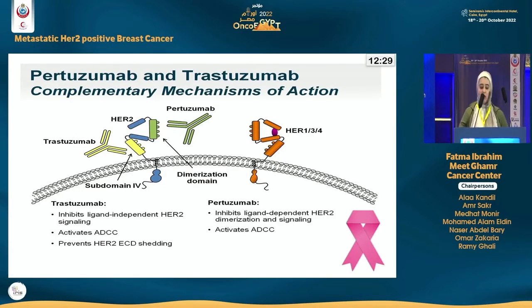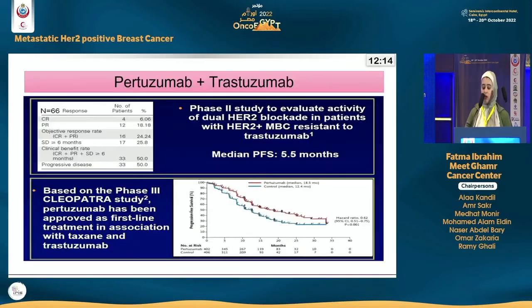We can see that trastuzumab inhibits ligand-independent HER2 signaling, activates antibody-dependent cell-mediated cytotoxicity and prevents HER2 extracellular domain shedding. Pertuzumab inhibits ligand-dependent HER2 dimerization and signaling and also activates antibody-dependent cell-mediated cytotoxicity. Based on the phase 3 CLEOPATRA study, pertuzumab has been approved as first-line treatment in association with taxane and trastuzumab.